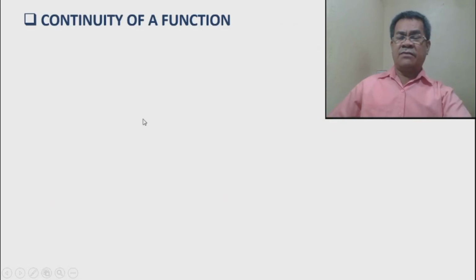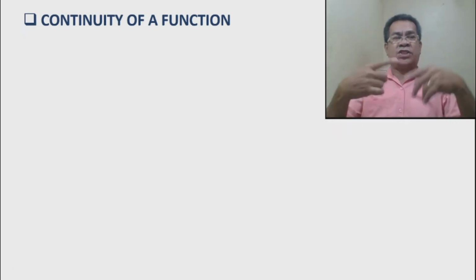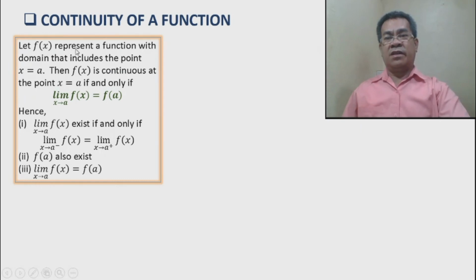Okay, now finally we have the continuity of the function. The continuity of the function is actually investigating if there's a continuous point between the left hand and the right hand. So there must be an investigation whether it is continuous or non-continuous. So let f represent the function with a domain that includes the point A. Then the function is continuous.